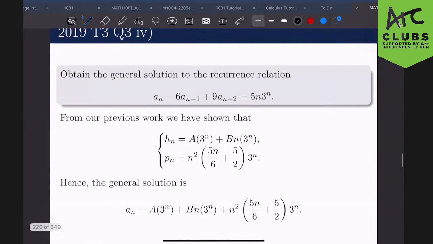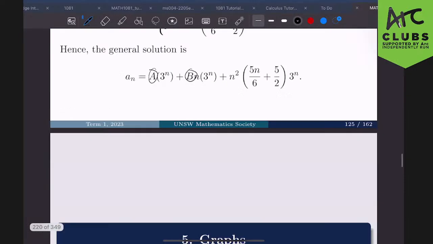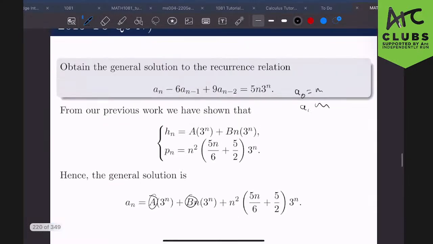So now we know this. This is actually the end of the question, but if it had continued, maybe they would give you a_0 equals something and a_1 equals something, and then you just sub in, of course, with the respective n, and you can solve for a and b. But in this case, they haven't asked that.